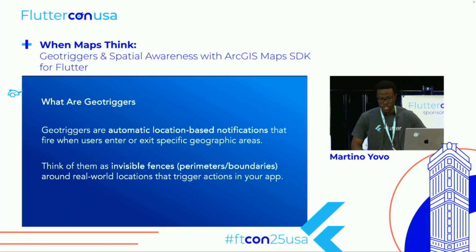Geotriggers are location-based notifications that are fired when users enter or exit specific geographic areas. You can think of them as invisible fences, like boundaries or perimeters around real-world locations that trigger actions in your app.